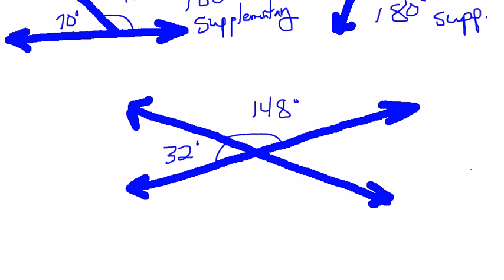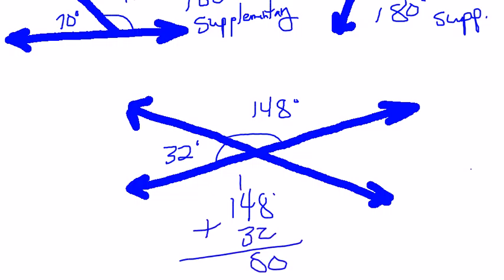In our very last example, we have two intersecting lines, and the sum of these angles, 148 plus 32, will also give us 180, so that means these angles are supplementary.